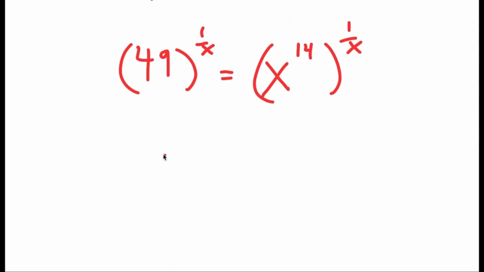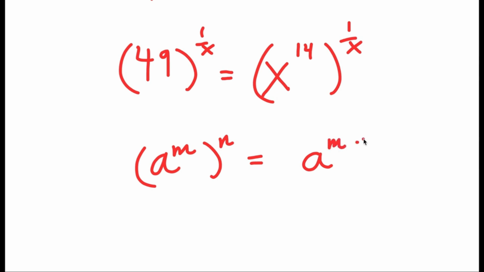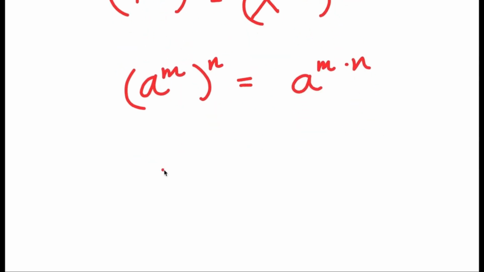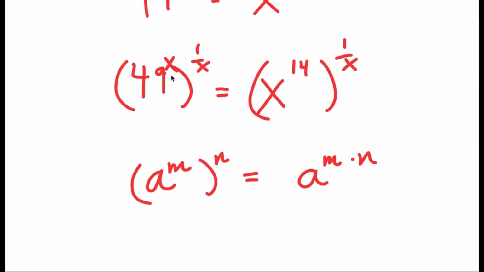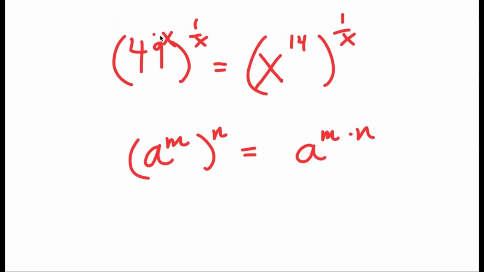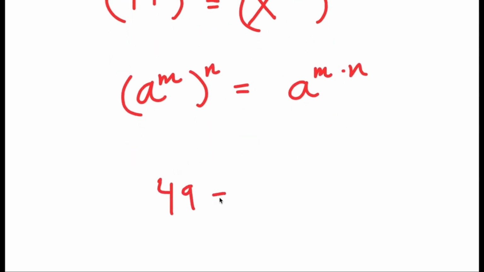Now, if I have something in the form a to the power of m to the power of n, this is equal to a to the power of m times n. So, by the way, this is 49 to the power of x to the power of 1 over x. So these two cancel out because x times 1 over x is just 1. So I get 49 is equal to x to the power of 14 to the power of, sorry, 1 over x.